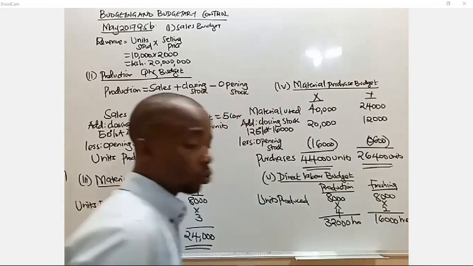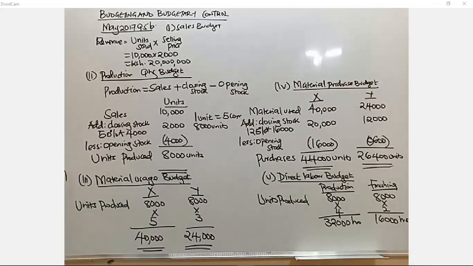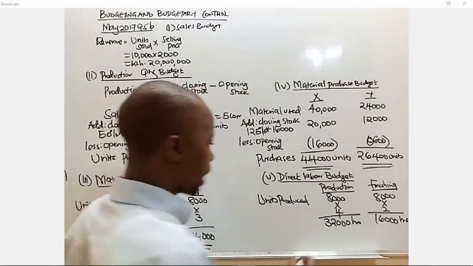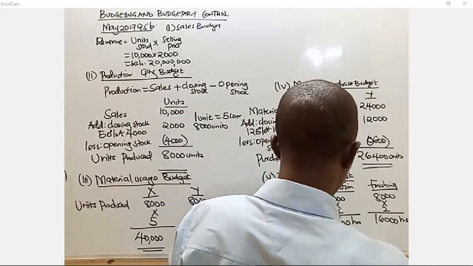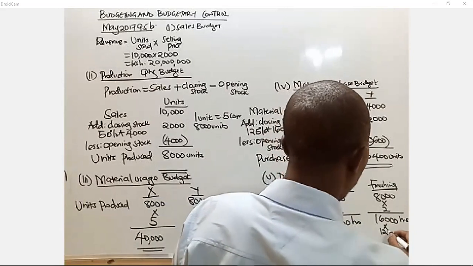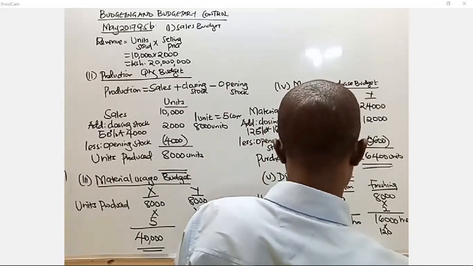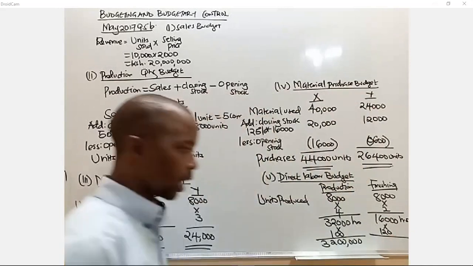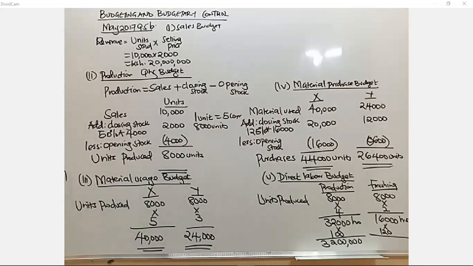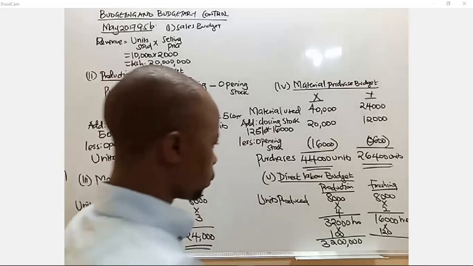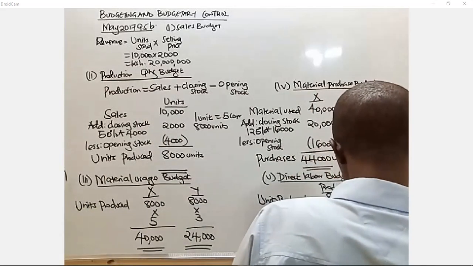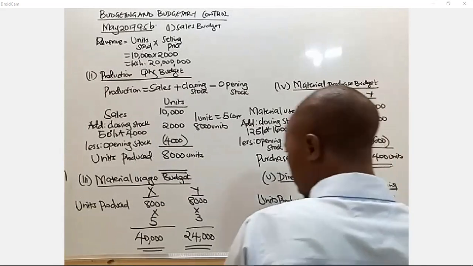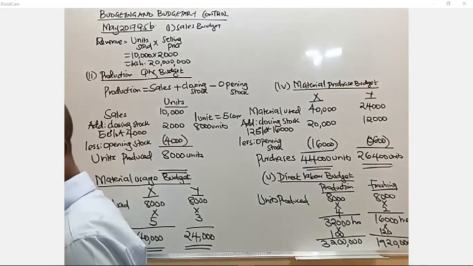Ukitaka ku convert into shillings, naona examiner amekwambia 1 hour requires 100 for under the production. So hapo na multiply to 100, then hapo na multiply na 120. So in this case we are getting 3.2 million. On the other end we are getting how much? 16,000 times 120, getting 20,000. Now remember these are in Kenya shillings. That is how you do those questions.